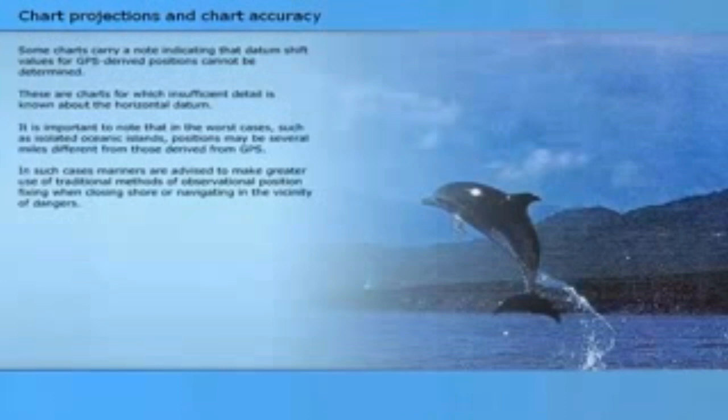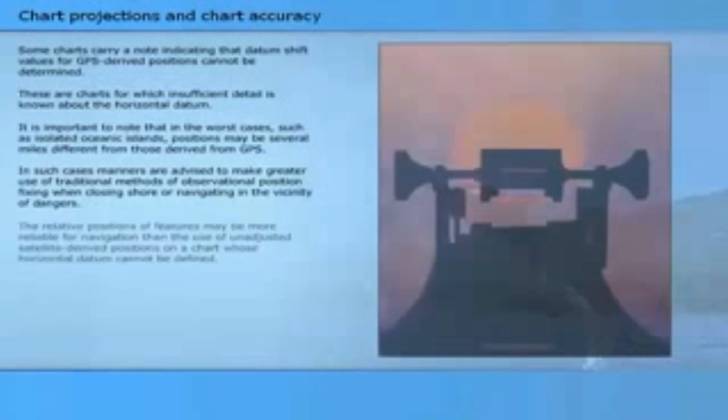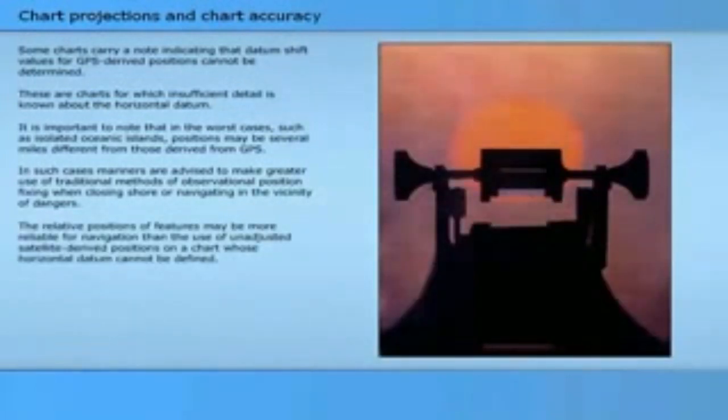In such cases, mariners are advised to make greater use of traditional methods of observational position fixing when closing shore or navigating in the vicinity of dangers. The relative positions of features may be more reliable for navigation than the use of unadjusted satellite-derived positions on a chart whose horizontal datum cannot be defined.